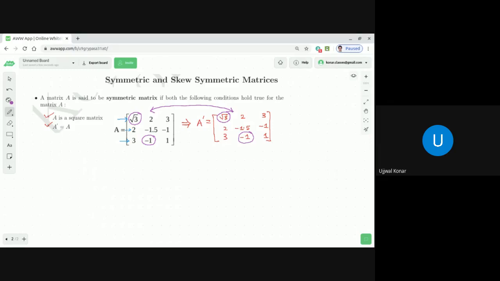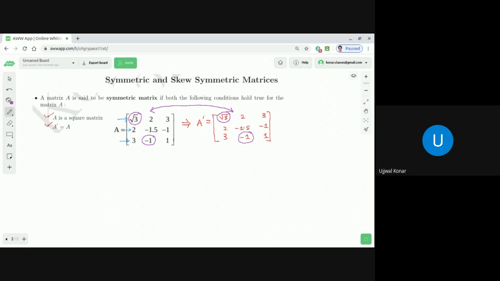Let me repeat once more, what is a symmetric matrix, dear students? A matrix A is said to be a symmetric matrix if both the following conditions hold true for the matrix A. First, A is a square matrix, and second, the transpose of that matrix should be equal to the original matrix. That means A transpose should be equal to A. If any of these conditions doesn't hold true, then we can say this matrix doesn't qualify to be a symmetric matrix.